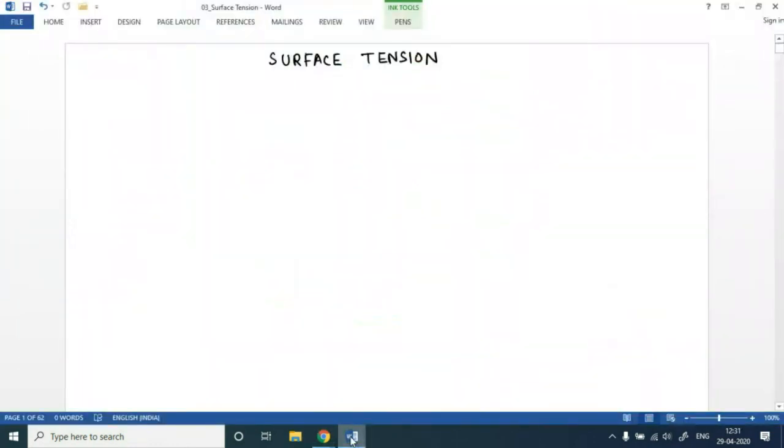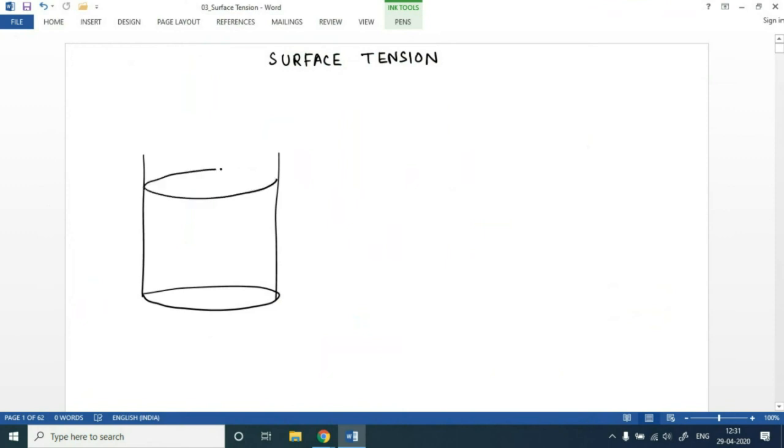As we all know, surface tension is a property of a liquid, or a static liquid you must say, by virtue of which its open surface behaves like a stretched membrane. It remains under the state of tension. When we say that it remains under the state of tension, what do we mean here? Let's say, for example, there is a container and some liquid is filled inside it. So its open surface will be like this.